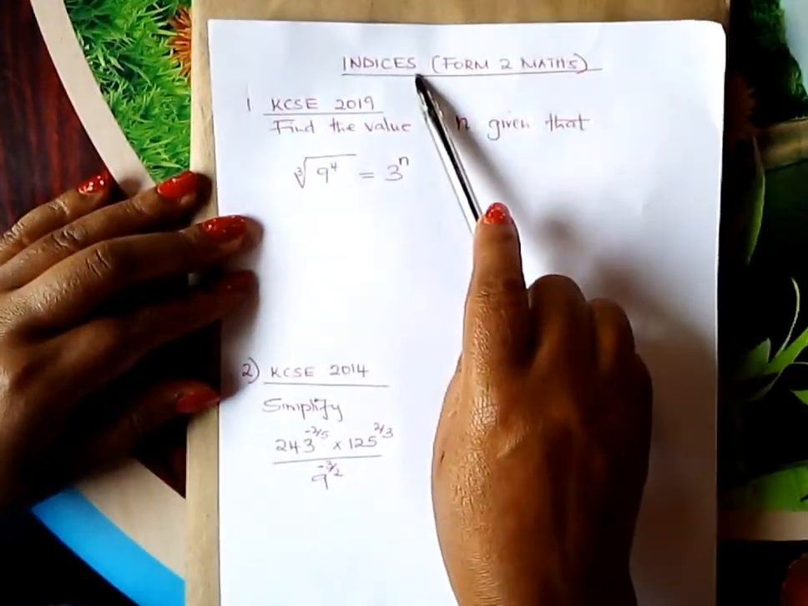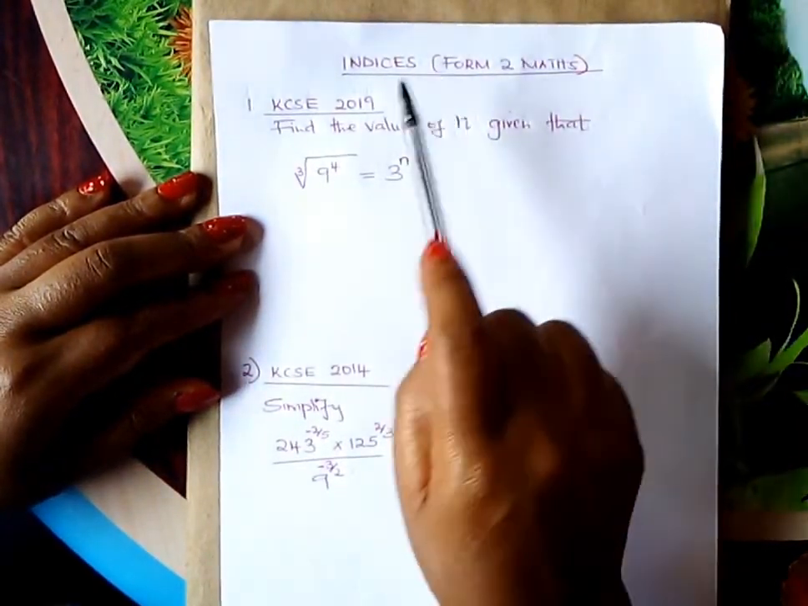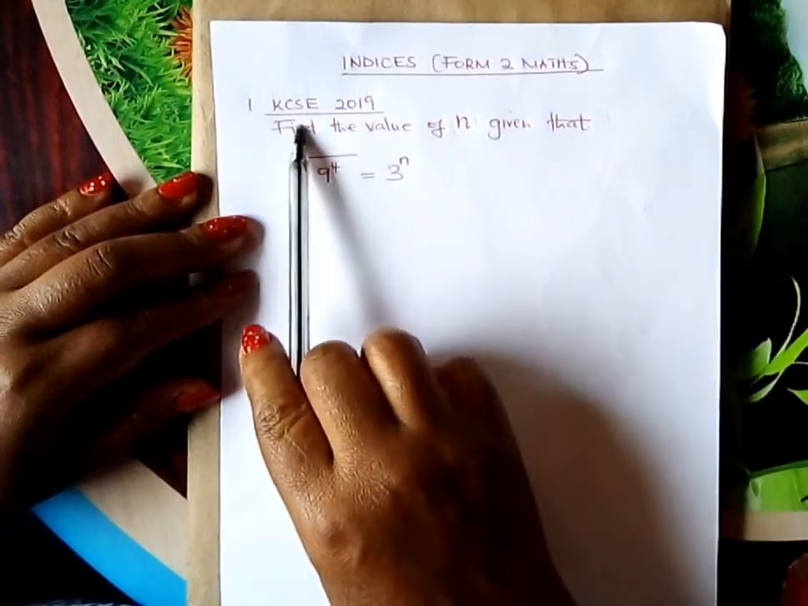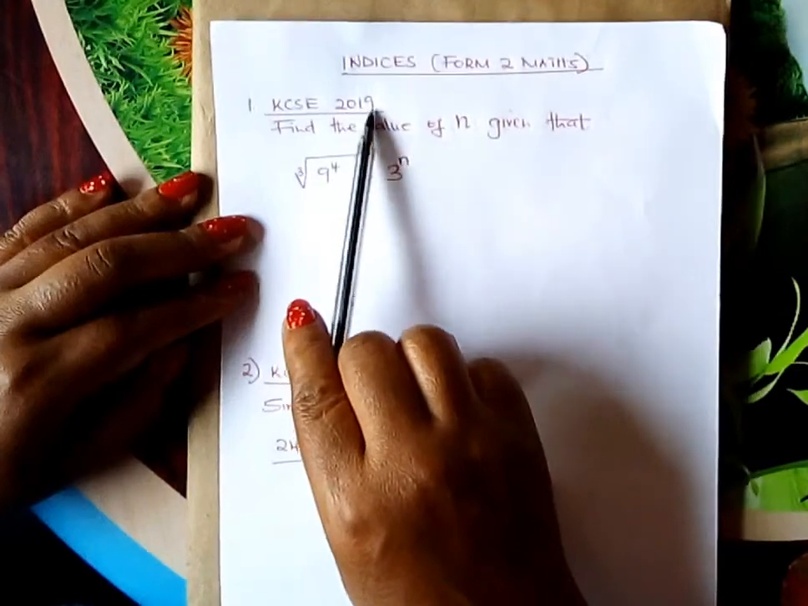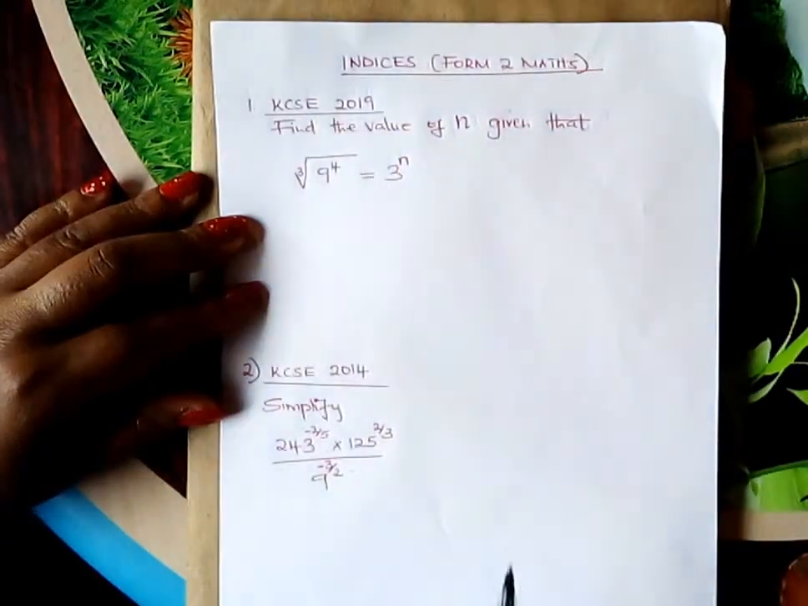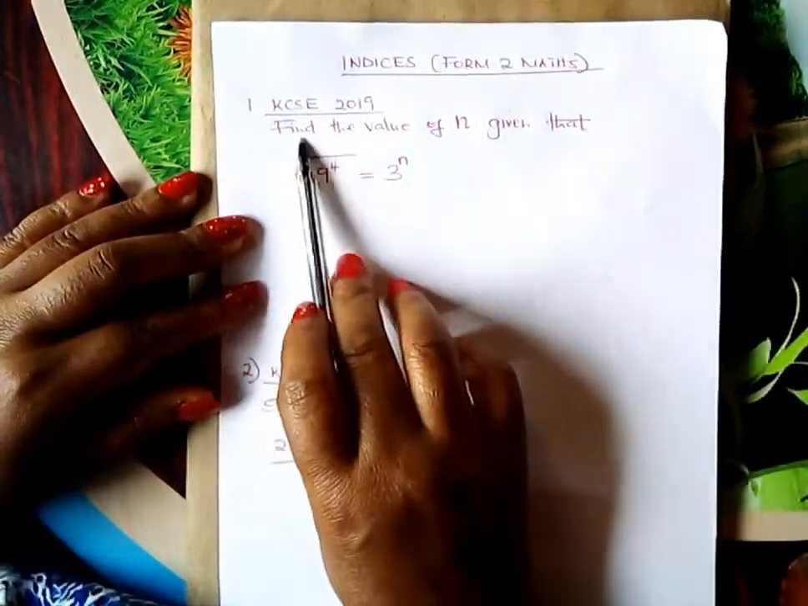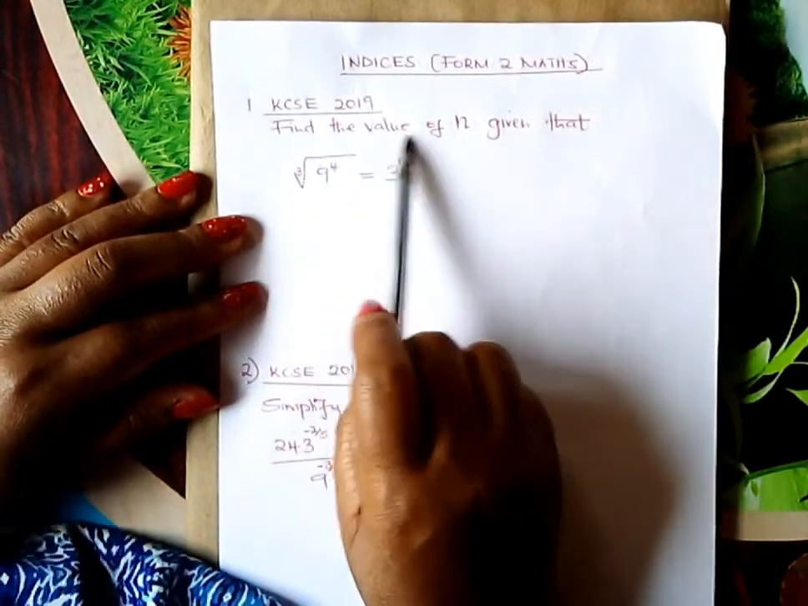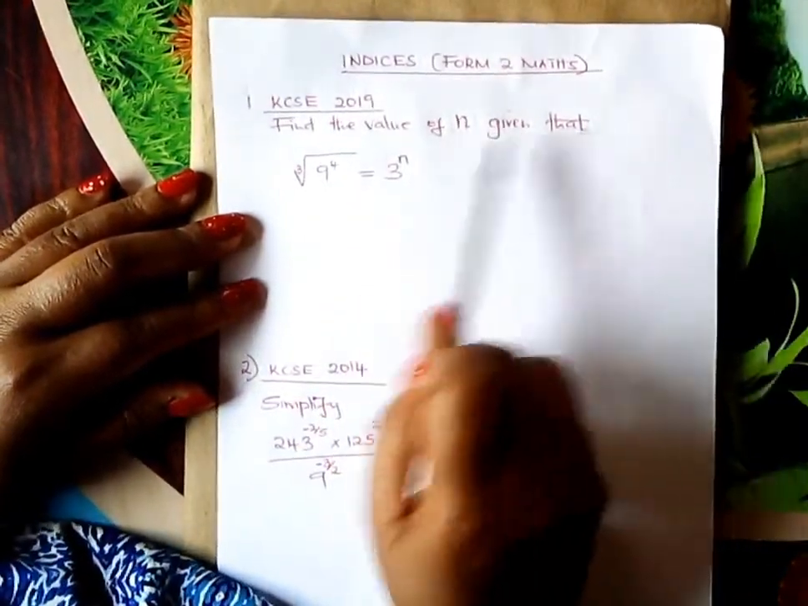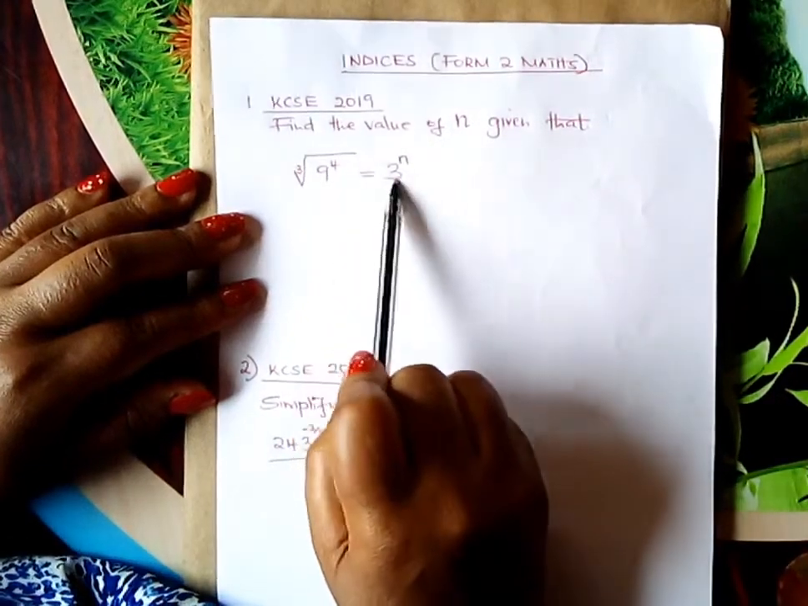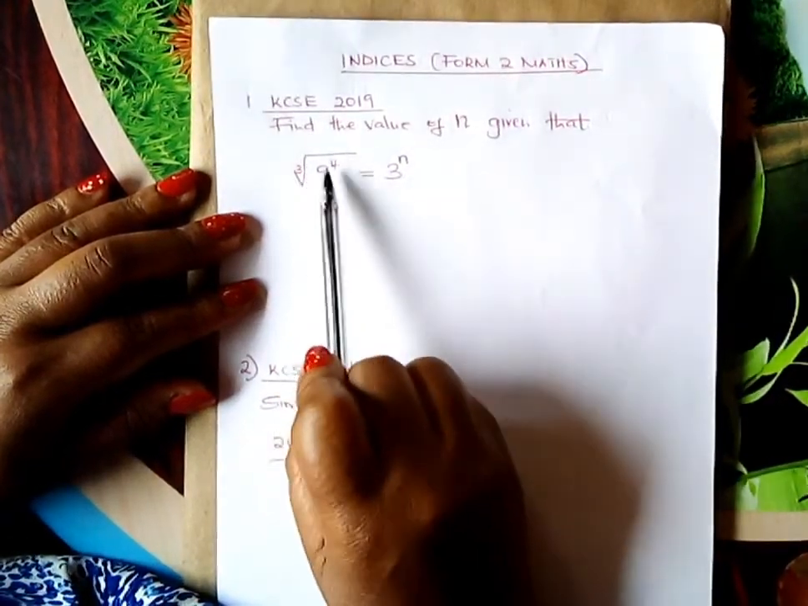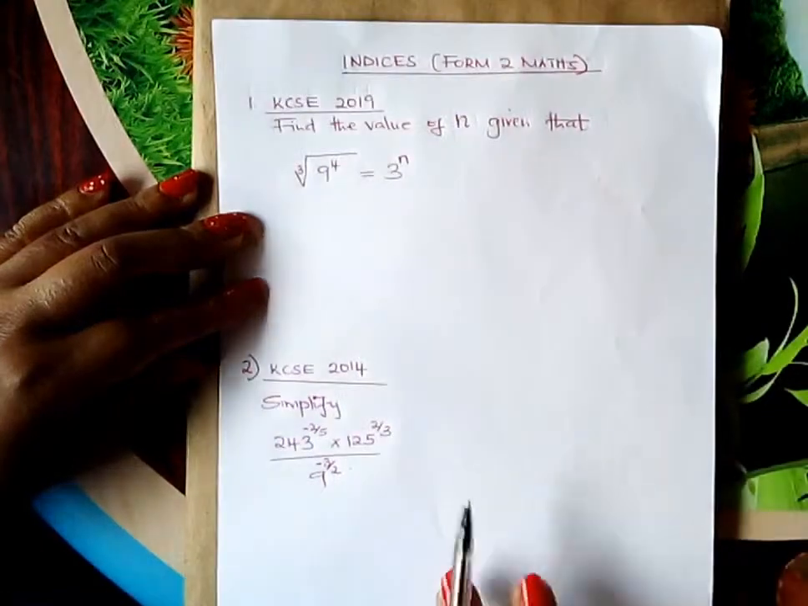I've discussed this in this channel, but let us look at it again, especially the most recent one, year 2019 KCSE. You are told, find the value of n, given that cube root of 9 raised to 4 is equal to 3 raised to n.